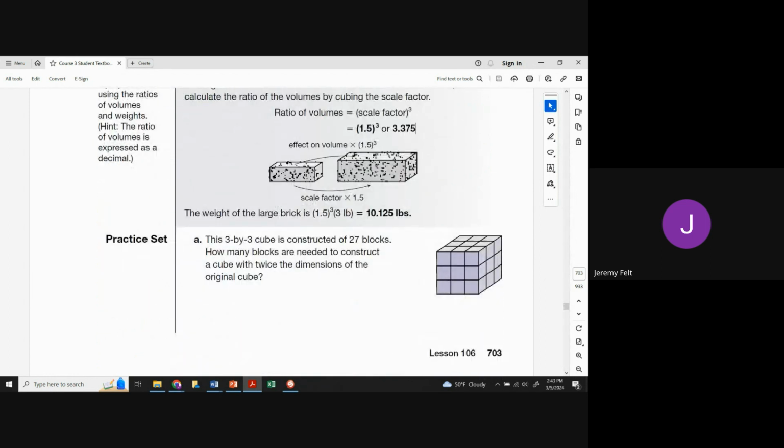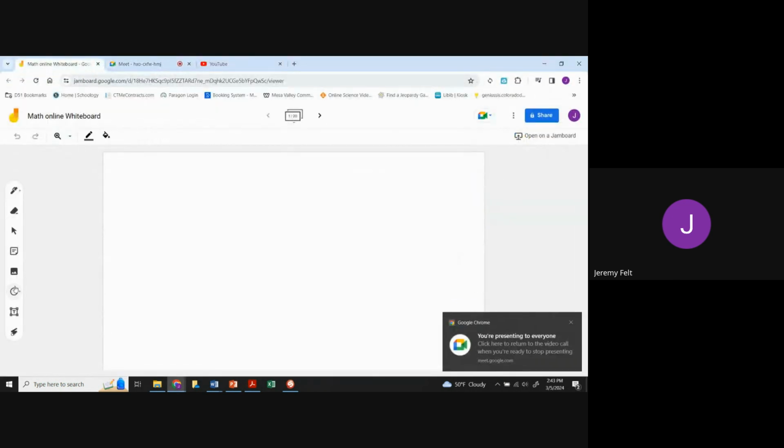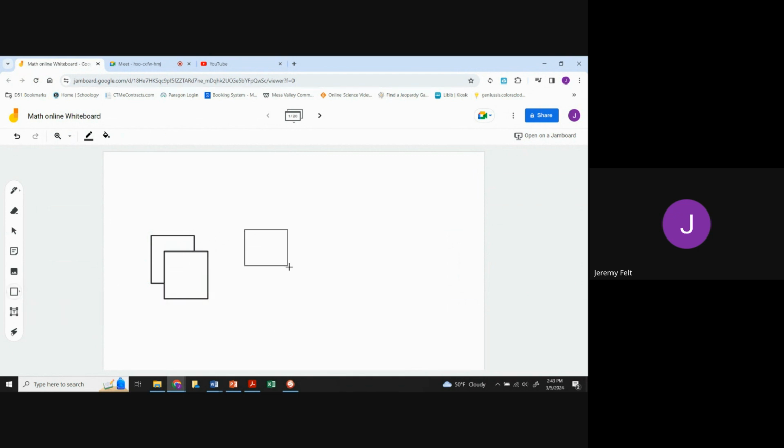And there's only that one practice example. And again, that rule of scale factors applies if the number is less than 1. So we can use a scale factor to make something smaller as well.